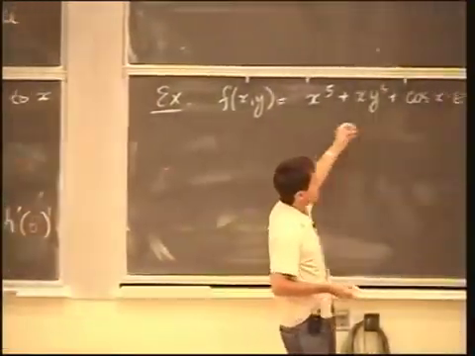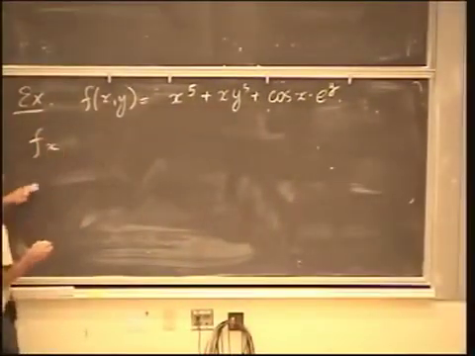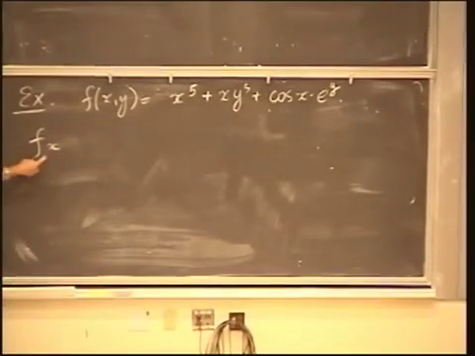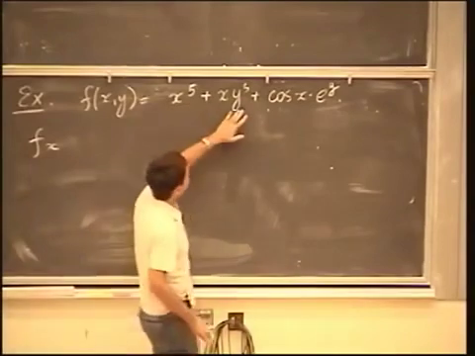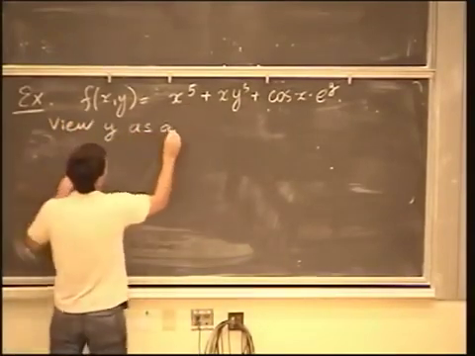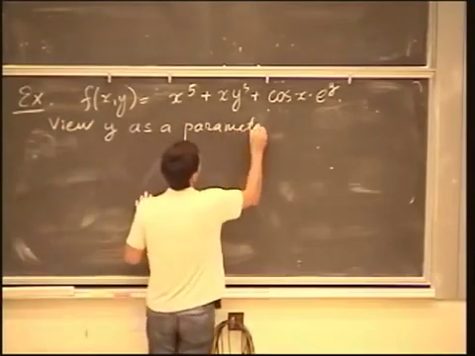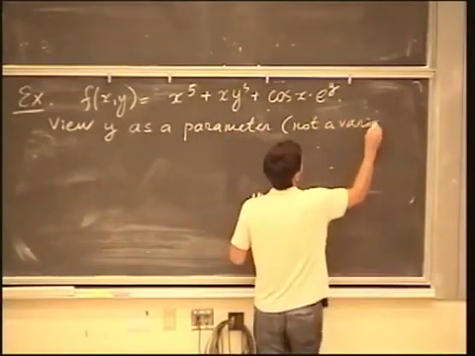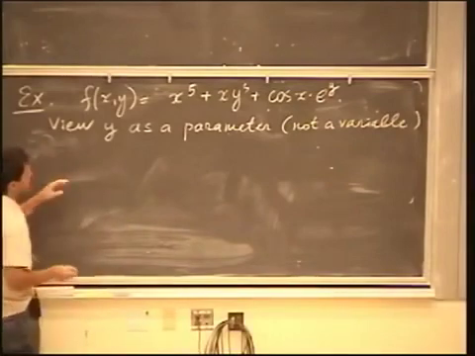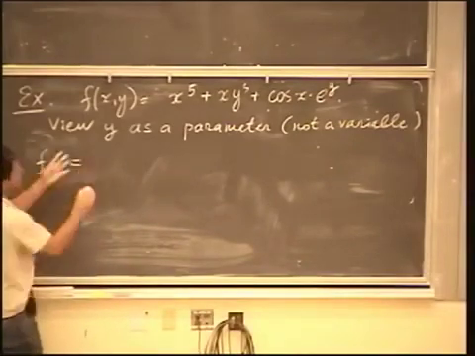So let's see how it works in this case. In fact, nothing could be easier. You just look at this function. In order to calculate the partial derivative with respect to x, you just view y as a parameter, but not a variable. This is exactly what I meant when I said that we freeze the value, freeze y. It just means that we view y as a parameter. Okay. And then you just differentiate what you see.